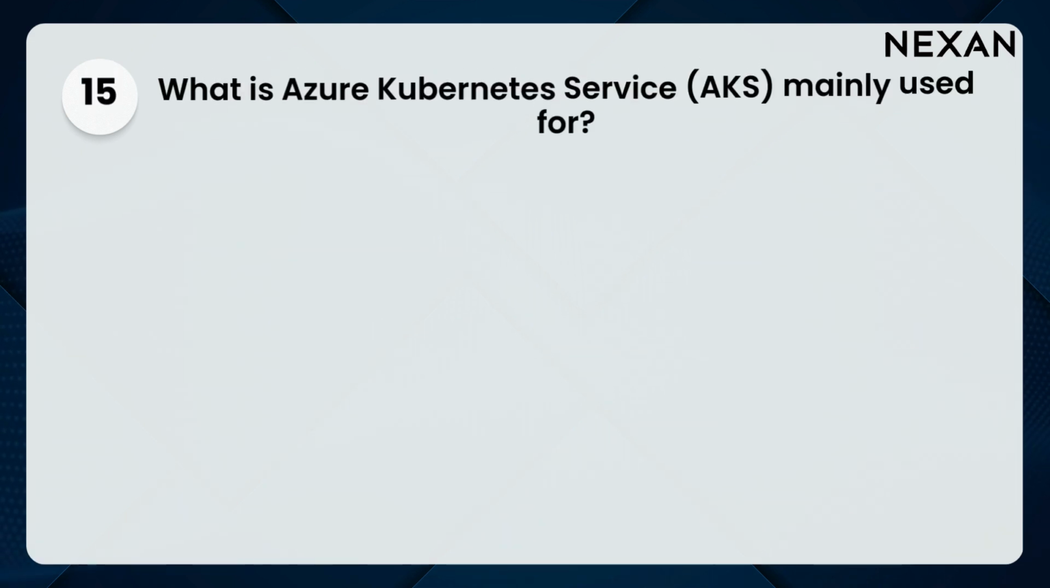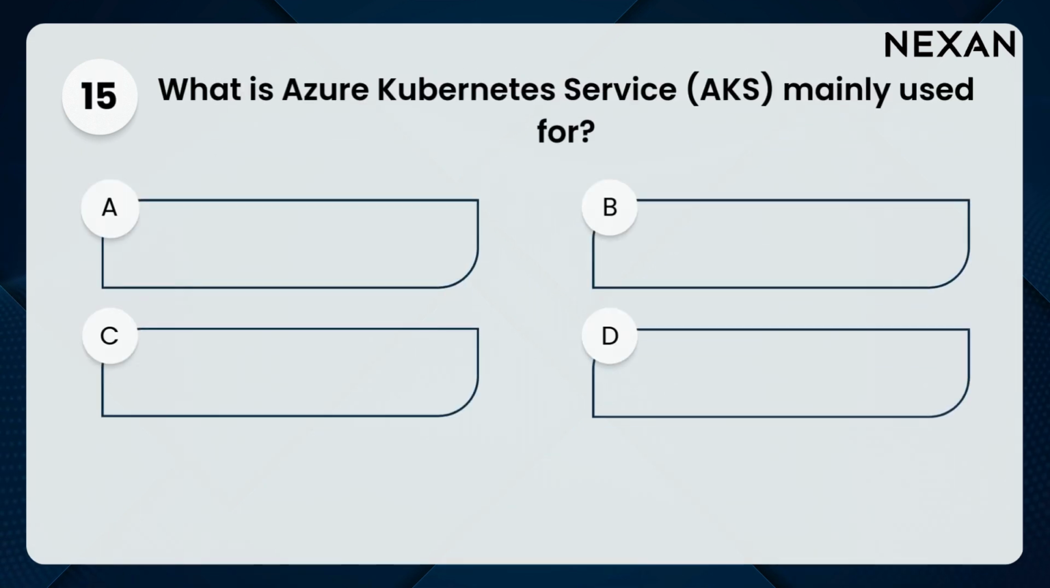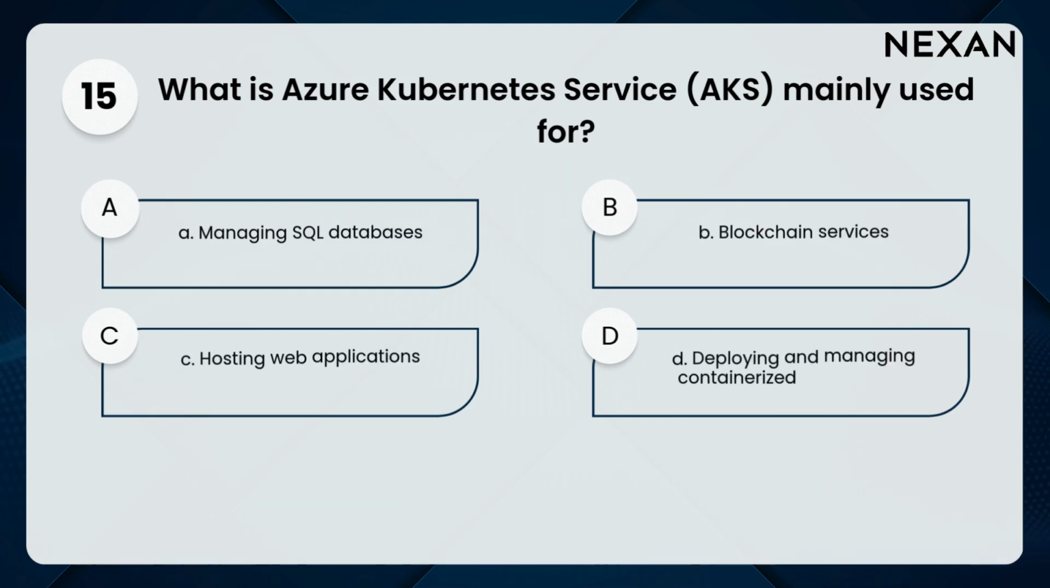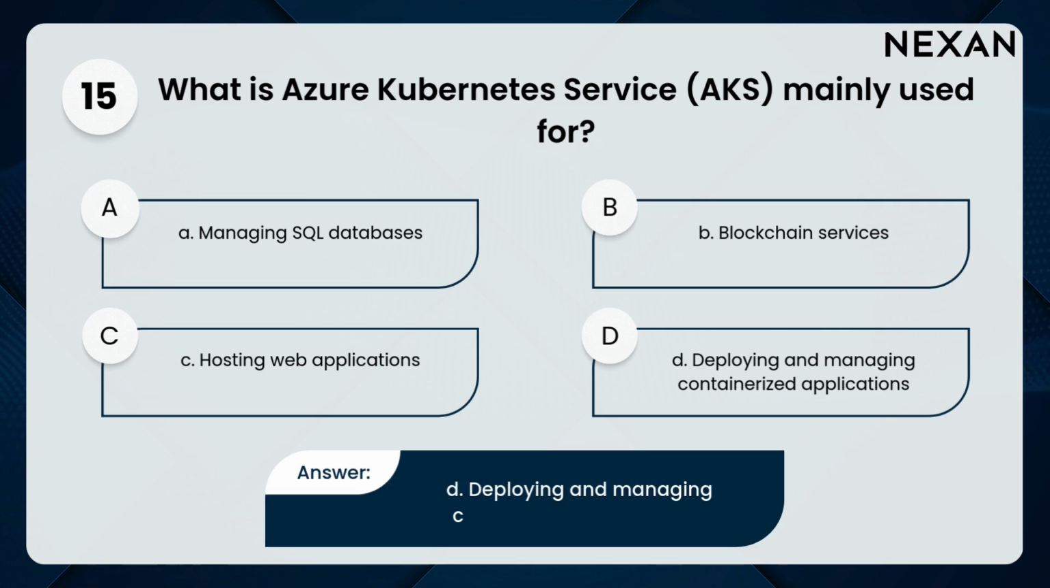15. What is Azure Kubernetes Service, AKS, mainly used for? A. Managing SQL databases. B. Blockchain services. C. Hosting web applications. D. Deploying and managing containerized applications. Answer: D. Deploying and managing containerized applications.